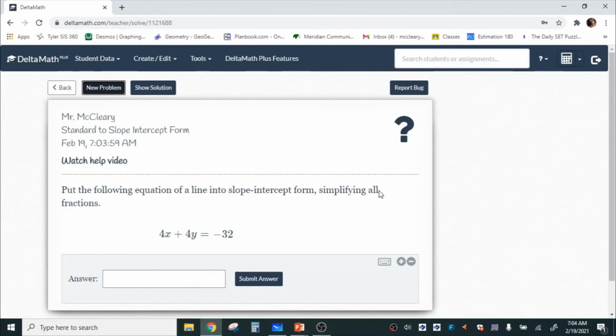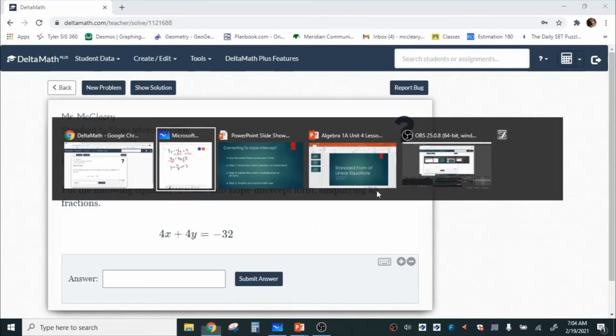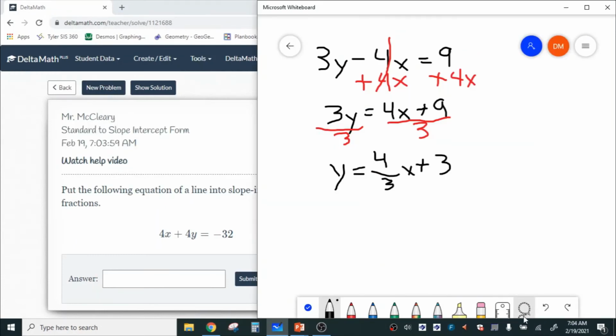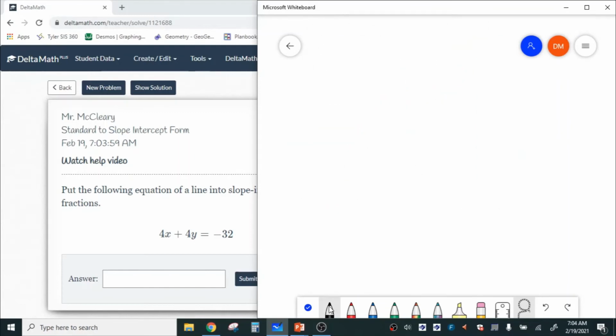Okay, I'm going to have you try this one. So take a second, and in y equals mx plus b form in the box here, go ahead and change this standard form equation to a slope-intercept form equation. Okay, so let's erase our work from before here, and let's start again. So let's see if you get the same thing that I got here. So we've got 4x plus 4y is equal to negative 32.